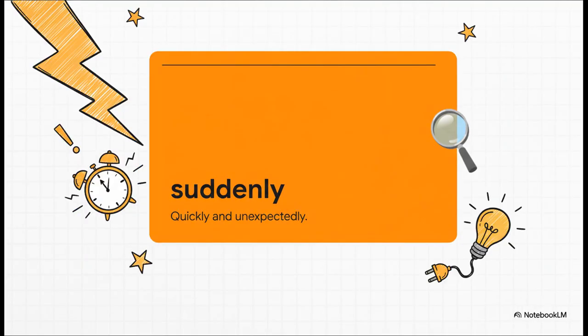And now for the complete opposite of gradually, suddenly. This adverb is for things that happen really fast and without any warning. It's perfect for those surprising moments. And here's a great tip for your own speaking or writing. You can put suddenly at the very beginning of a sentence to make it sound more dramatic. Like, suddenly, the phone rang.